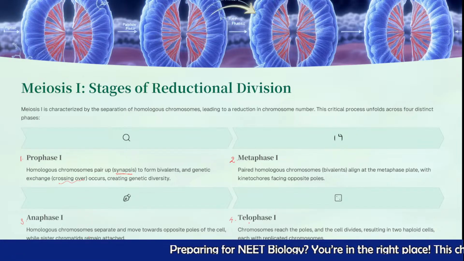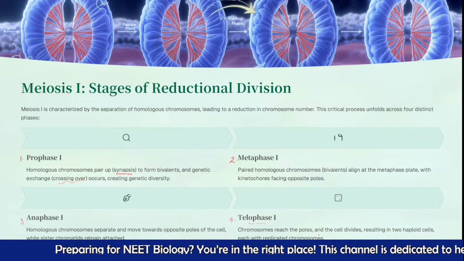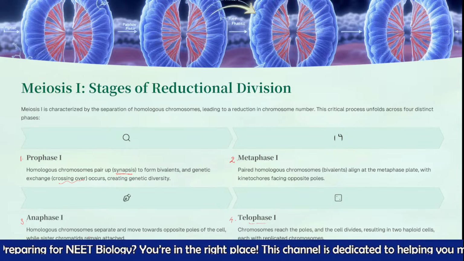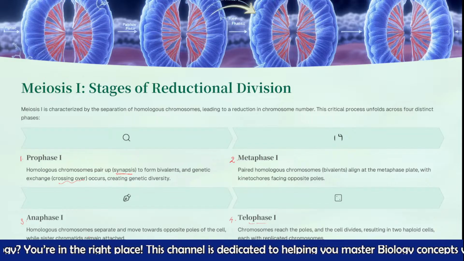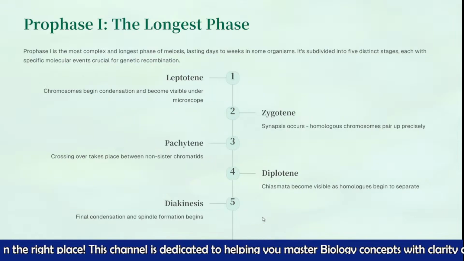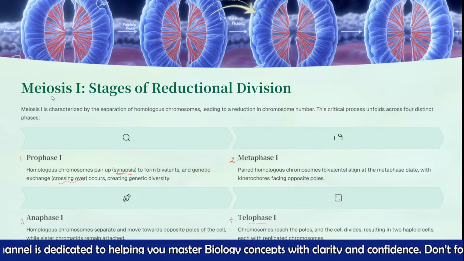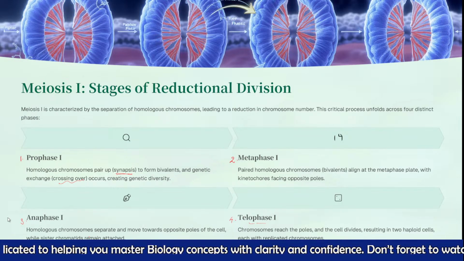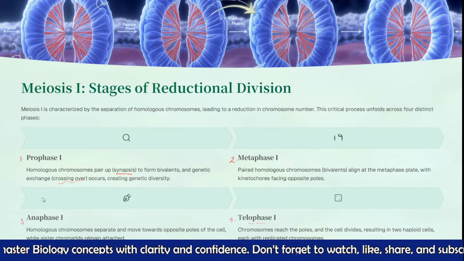And then the last phase, telophase, the nuclear membrane reforms and the nucleus will go to both the poles. Okay, telophase. So that's the overall stages of meiosis 1: prophase 1, metaphase 1, anaphase 1 and telophase 1. So let's discuss one by one.